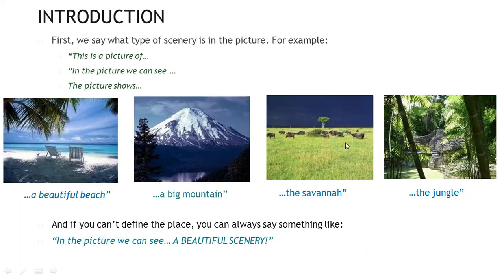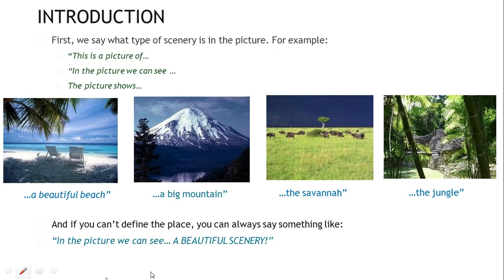One by one, I'm going to tell you the things you have to describe. First is the title. First you are going to introduce what this picture is about or where it is taken. This is a picture of... in the picture we can see... the picture shows... For example, this is a picture of a beautiful beach, or a big mountain or a glacier. It's a picture of a savanna, or a jungle. So first you describe where the picture is taken.